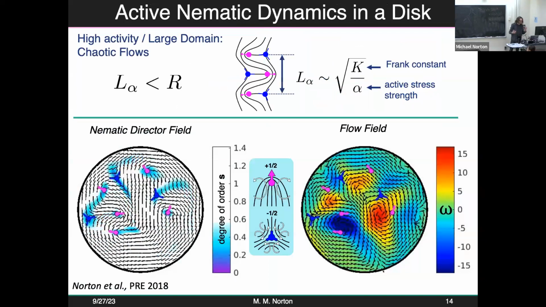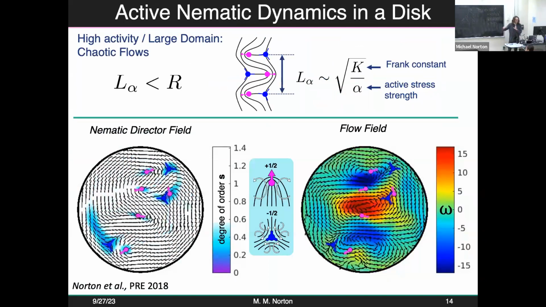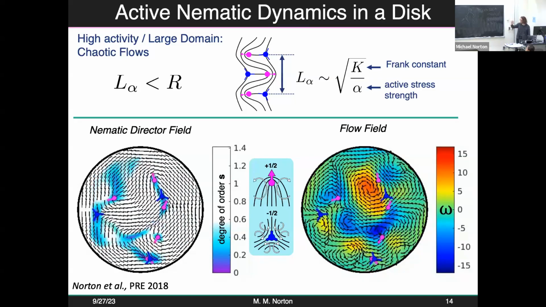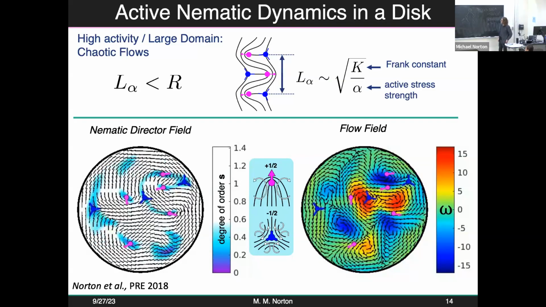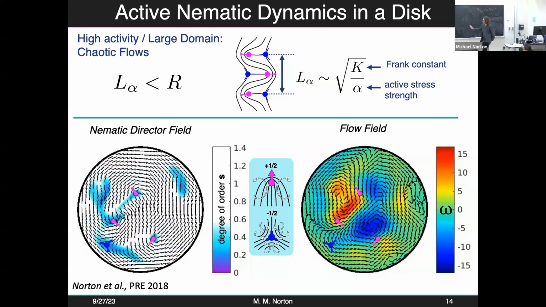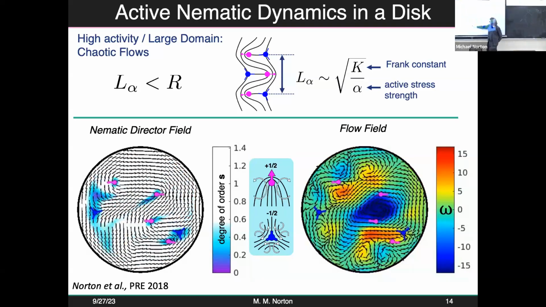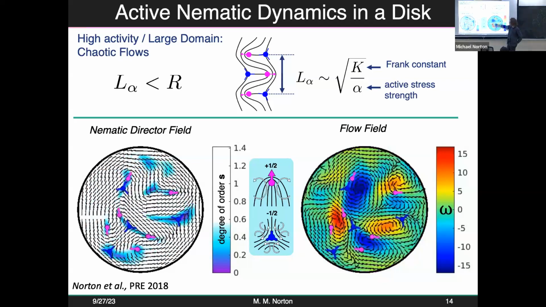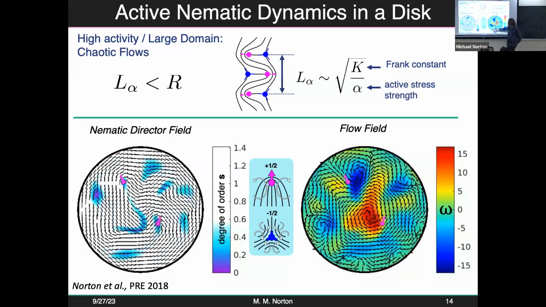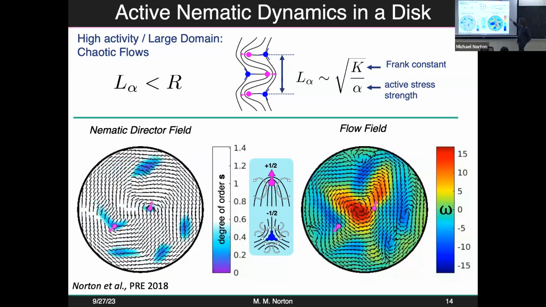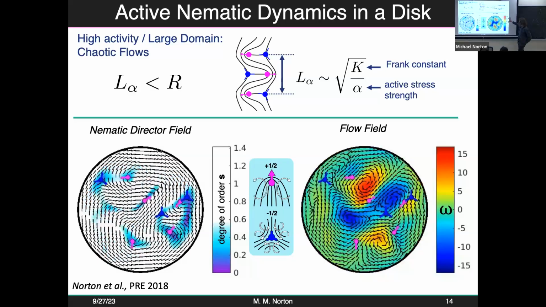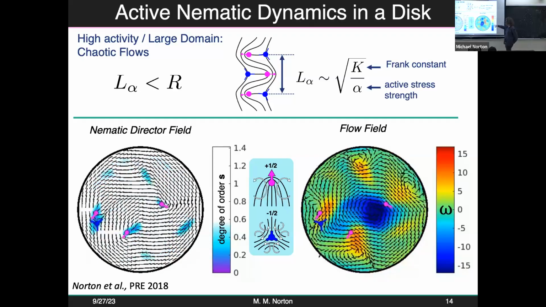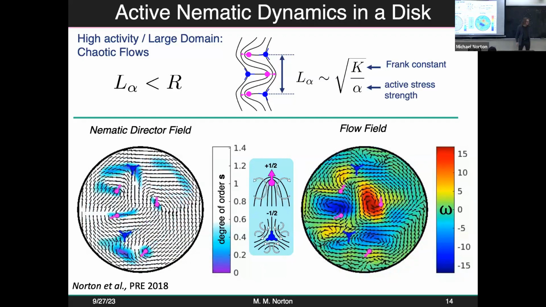Okay, so if we throw this in our computer, this is what we get. We have this active turbulence. On the left, the little sticks are showing our microtubule orientation. The color is the degree of order, so where order is low, this is where we have defects. On the right is our flow field. The color field is the vorticity, or the local rate of rotation for the system, and the vector field is the flow velocity.